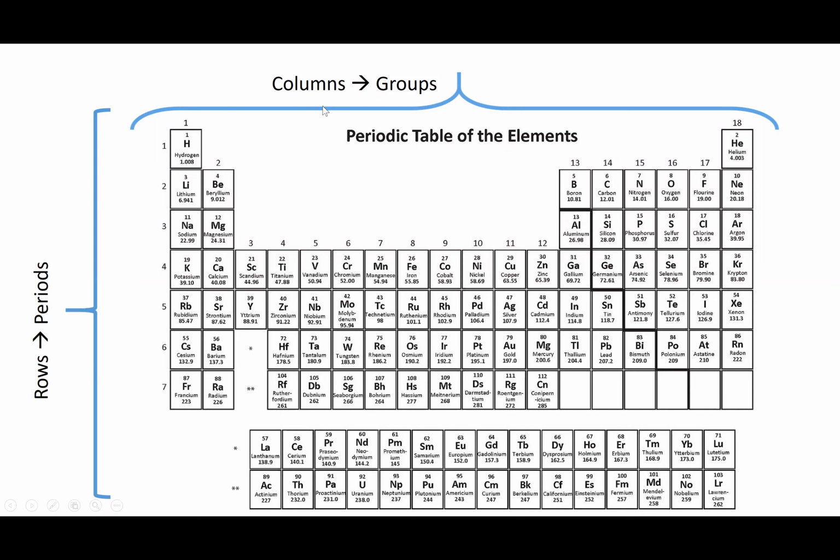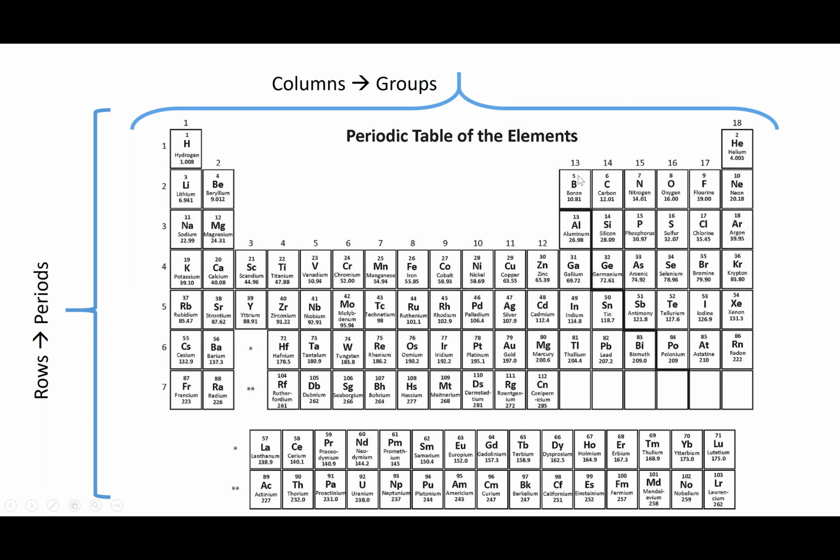Just so we know, as we look at these columns, they are also referred to as groups. Sometimes they're numbered as they are here, where they just go 1, 2, 3, 4, 5, 6, all the way to 18. But sometimes they're called 1A, 2A, and again they skip the transition metals and start over here with 3A, 4A, 5A, 6A, 7A, 8A. Then they call the transition metals in the middle 1B, 2B. Either way, this numbering will help us determine the number of electrons.